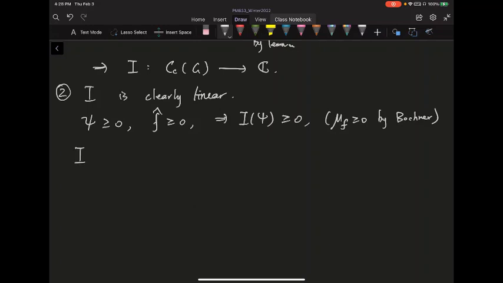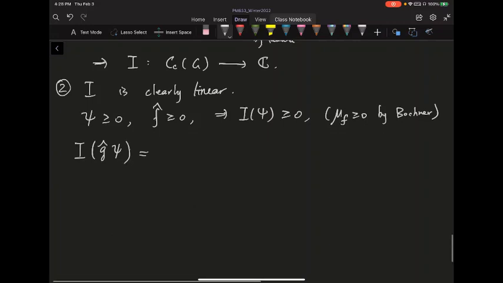So to do that, let's just consider what it does to some function, let's say ĝ multiplied by ψ. Well, by definition, this is just ψ divided by f̂, and then you do the ĝ dμ_f. And then we switch f and g, so you integrate ψ dμ_g now, and f̂ and f̂ cancel out.